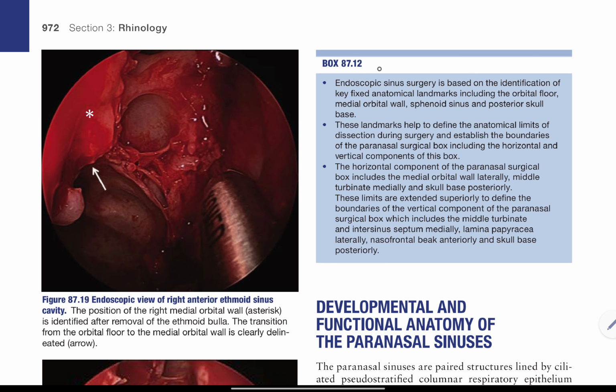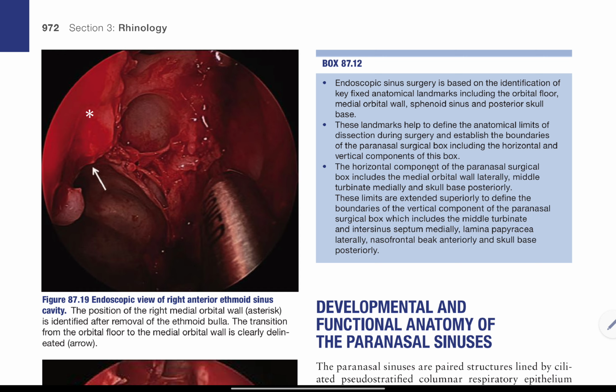Box 87.12. Endoscopic sinus surgery is based on the identification of key fixed anatomical landmarks, including orbital floor, medial orbital wall, sphenoid sinus, and posterior skull base. These landmarks help to define the anatomical limits of dissection during surgery and establish boundaries of the paranasal surgical box, including the horizontal and vertical components of this box.